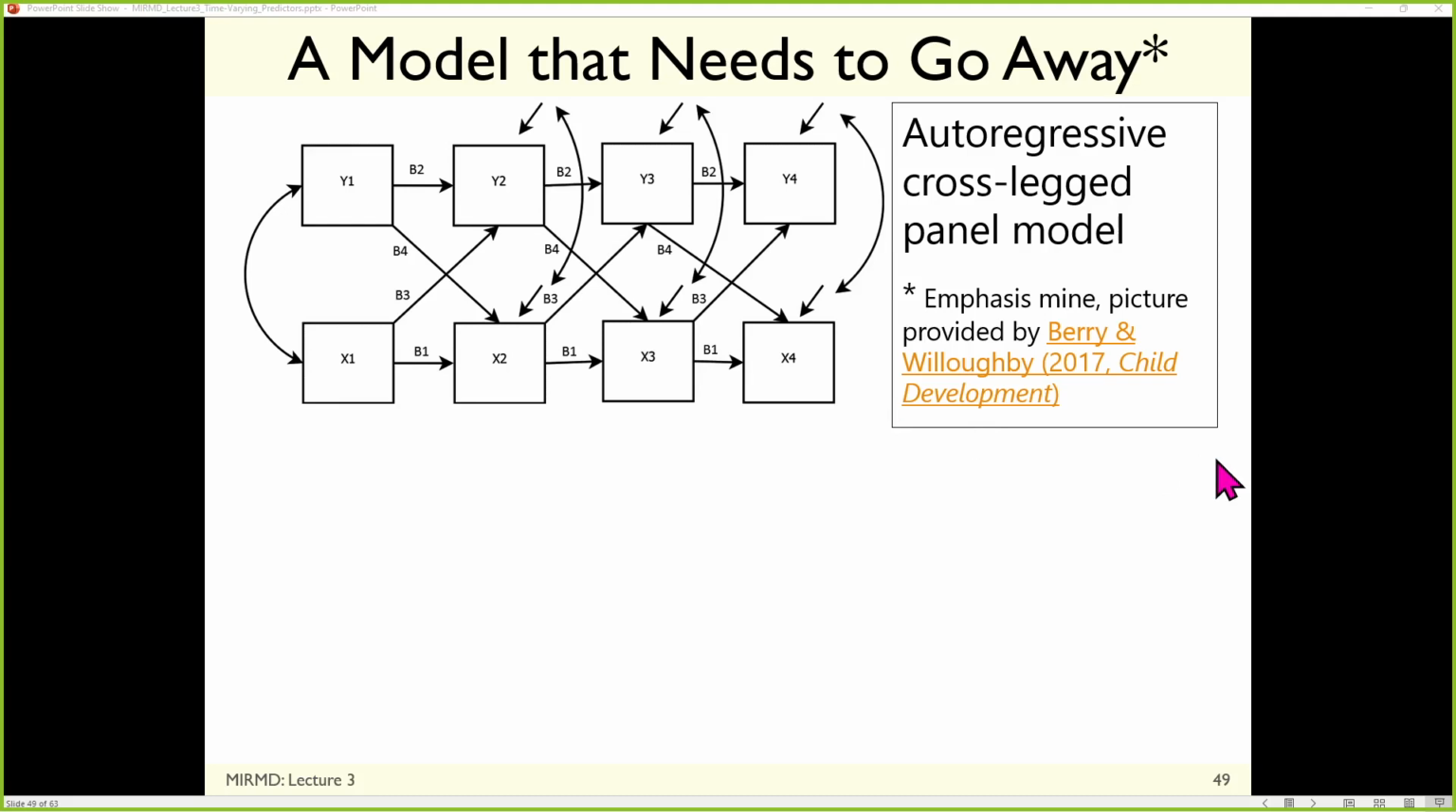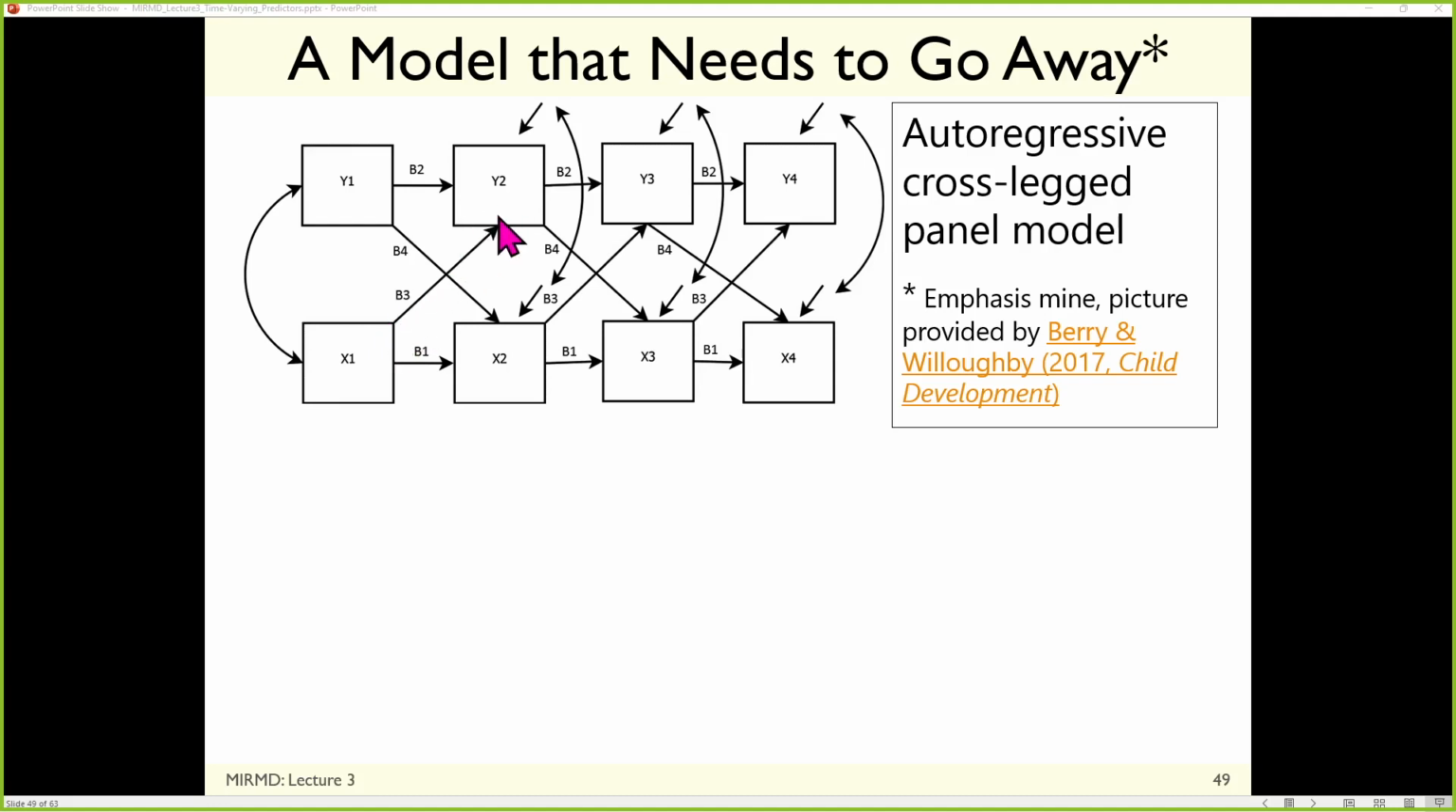Autoregressive cross-lagged panel model, sometimes abbreviated as ARCL and sometimes CLPM, and sometimes ARCLPM, depending on who's writing it. I know. This needs to stop. This just needs to go away. So here's my question, right? We have these B2 paths that are the autoregressive paths, B1 for X, and then we have this time's X predicting next time's Y as B3, and this time's Y predicting next time's X as B4.